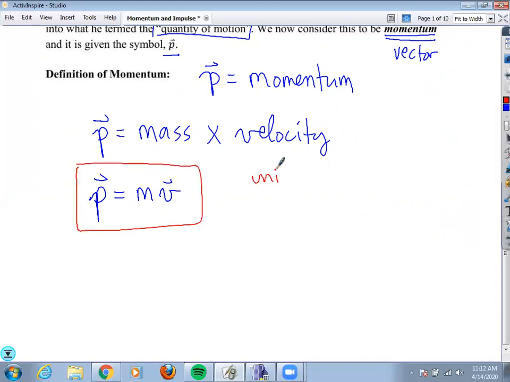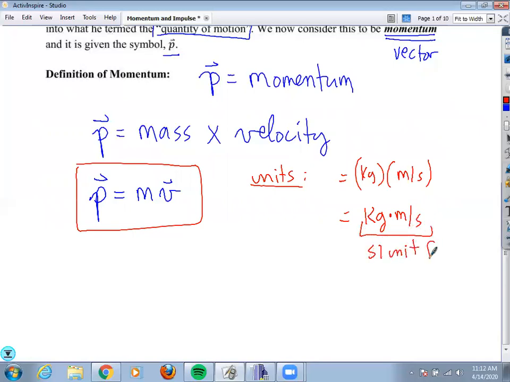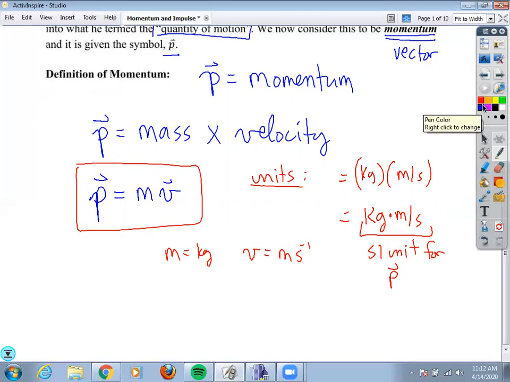Now units. If we're looking at our unit of momentum, well, mass is kilograms and velocity is meters per second. So if we multiply the two, we end up with kilogram times meters per second, and that would be the SI units for momentum. There is no special name. Kilogram meter per second is the SI unit. So again, make sure that mass is in kilograms and velocity is in meters per second. So you might have to do conversions when we're calculating different examples.